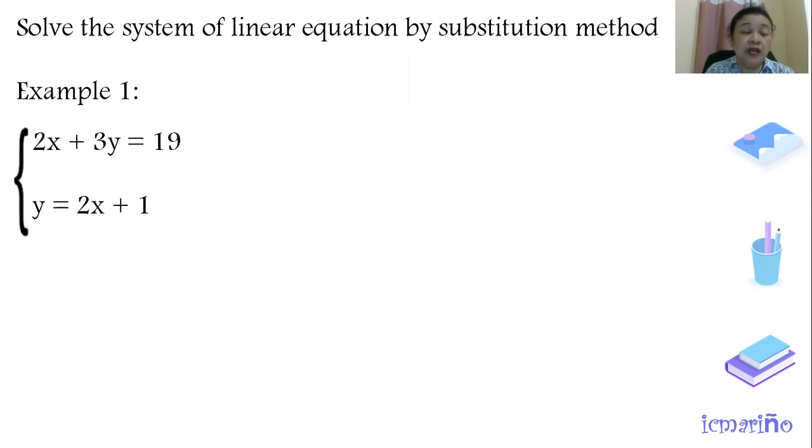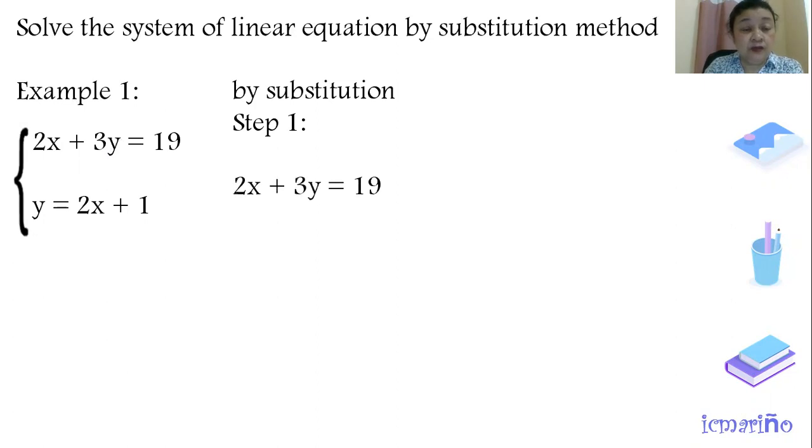Okay, so ang una natin gagawin, kailangan pipili tayo sa dalawang equations natin kung alin muna ang pwede natin i-substitute doon sa isang equation. In our example, meron na tayong value ng y, which is 2x plus 1. So, ibig sabihin, yung value natin ng y na yan, pwede natin siyang i-substitute sa value ng y dito sa first equation natin. Okay. Step 1, we have 2x plus 3y equals 19.